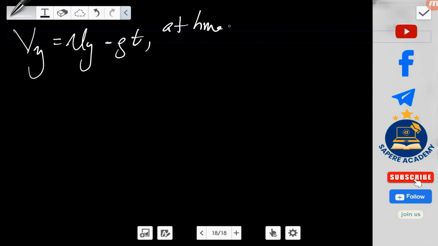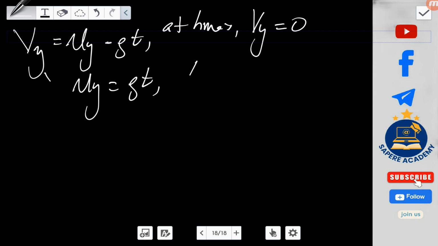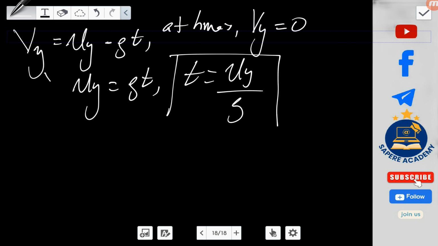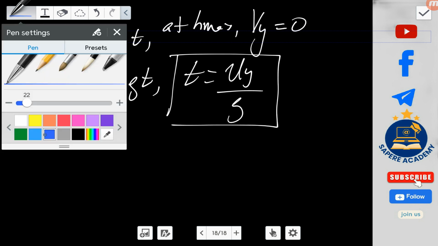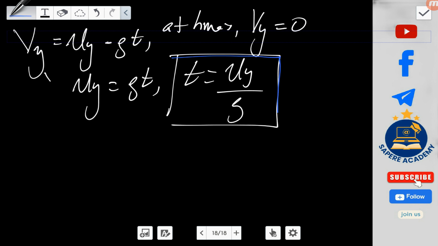Now remember that the value v of y is equal to u of y minus gt. At h max we've said that v of y is 0. Substituting 0, u of y is equal to gt. From this equation, I know that t is going to equal u of y divided by g. So this is the time it takes to reach h max.